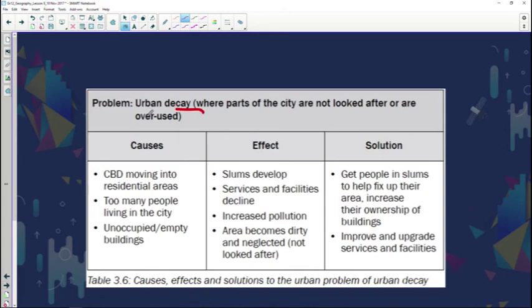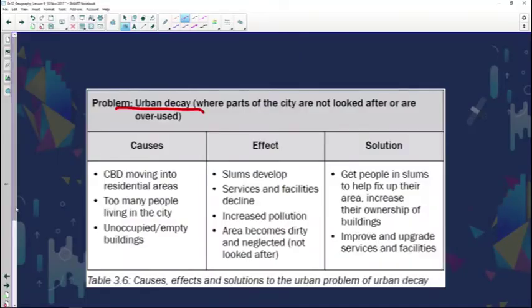Now, urban decay is a massive problem, and the main cause for that is property owners not looking after their properties. Usually, it's the CBD moving into the residential areas, the fringe of the CBD, and basically there are too many people. There's not enough space for everyone living in the CBD. So what happens? Unoccupied buildings, the people don't pay rent anymore. There are no landlords looking after and maintaining the place. So what happens? Slums develop. Now the services and facilities decline. Most of the time there's not even running water. The area becomes dirty and neglected.